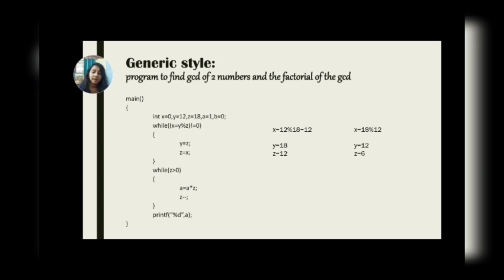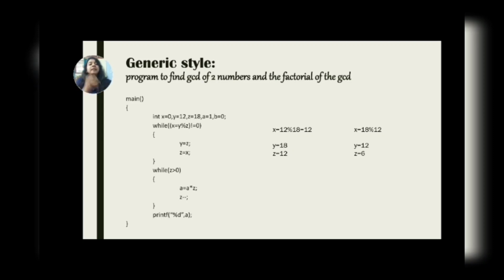As you can see, the z value is decremented again and again until it becomes 0. Once it becomes 0, we come out of the while loop. So z is first 6, then it becomes 5, 4, 3, 2, 1. The product is the factorial, and we get the factorial of 6 as the ultimate answer, which is printed.